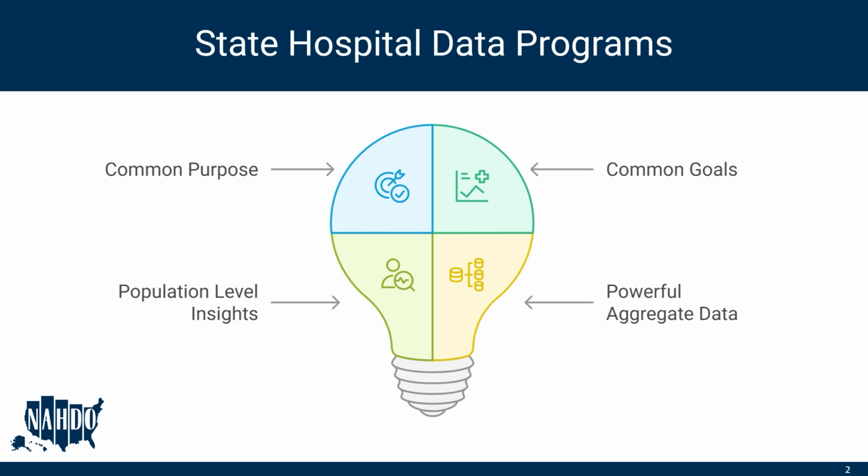Primarily, they seek to capture population-level information about healthcare utilization, costs, and quality. By aggregating data from various hospitals, these programs can identify trends, disparities, and areas for improvement in healthcare delivery. For example, data on hospital readmission rates can reveal areas where care coordination needs to be strengthened, while data on surgical complications can highlight opportunities for quality improvement initiatives.